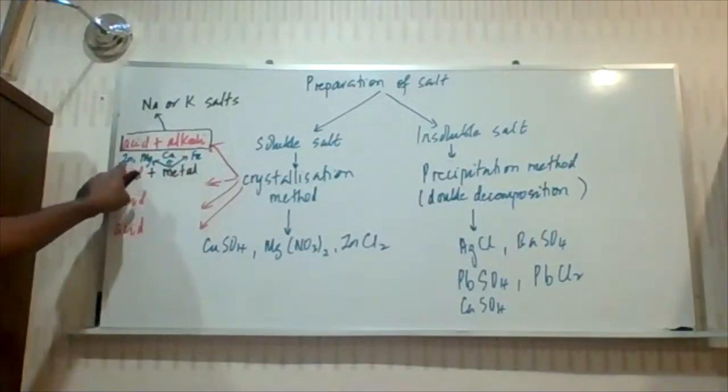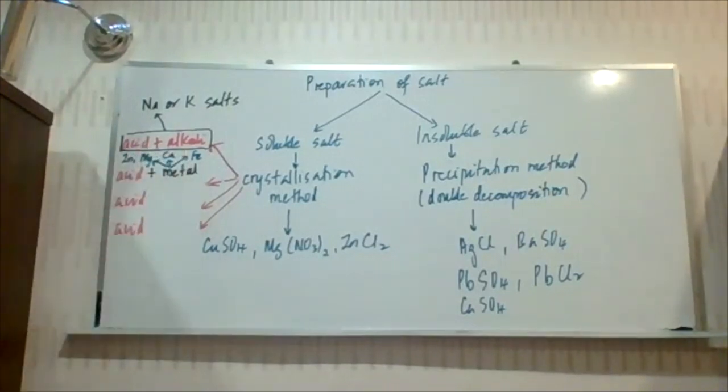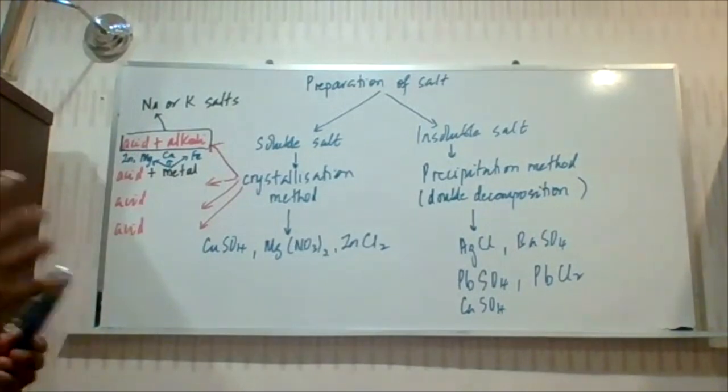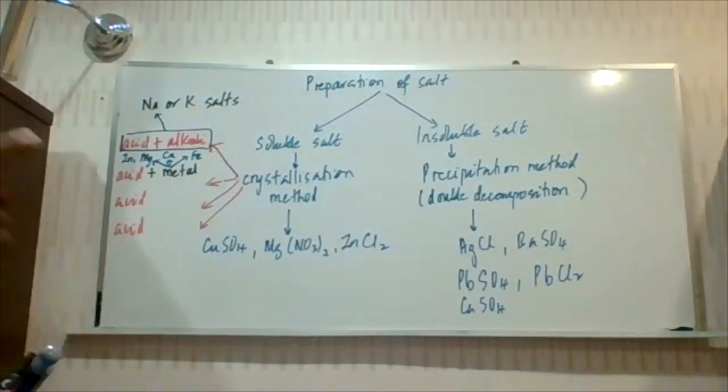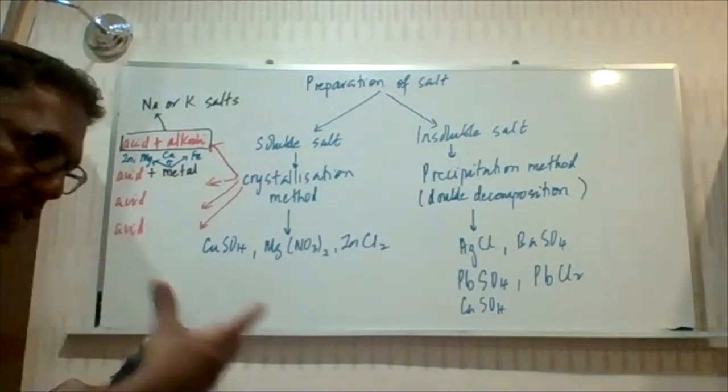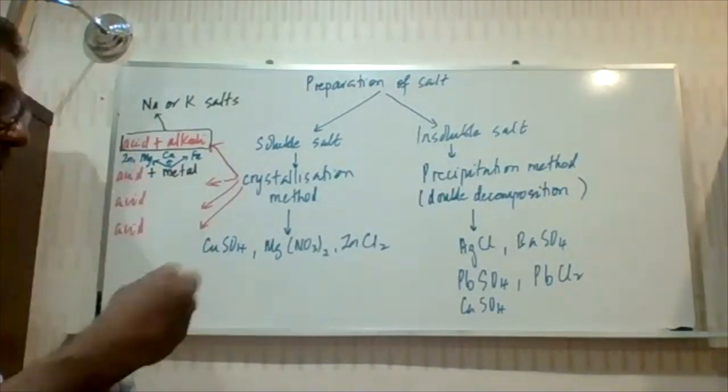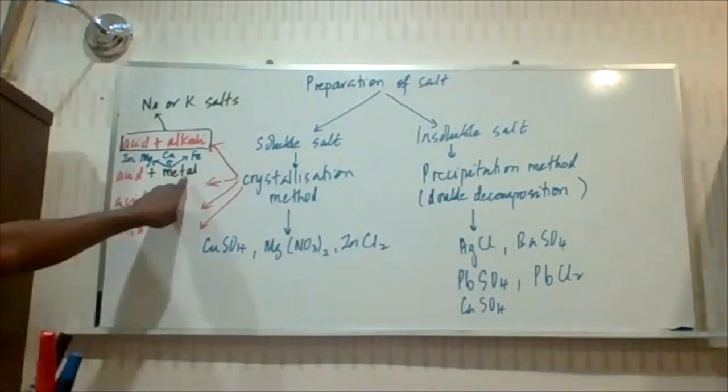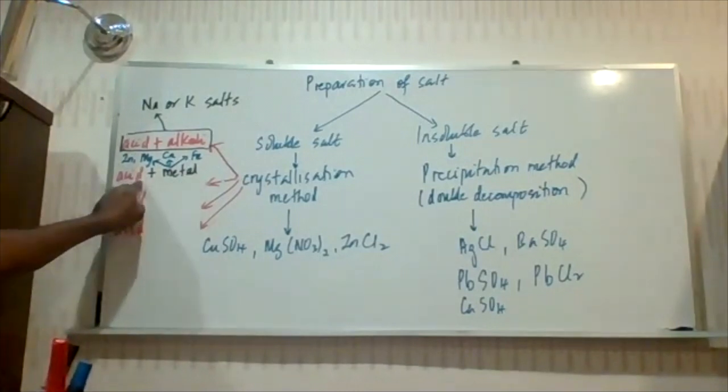So, but these are the common ones: zinc, magnesium, calcium. All right. So there are limitations in each method. As a student, you got to know the limitations and you got to know the reason why. So, as I said, the reason is not all metals can react with acid.